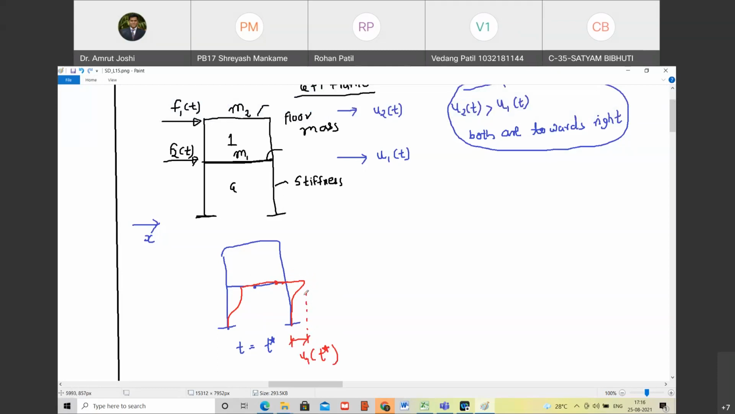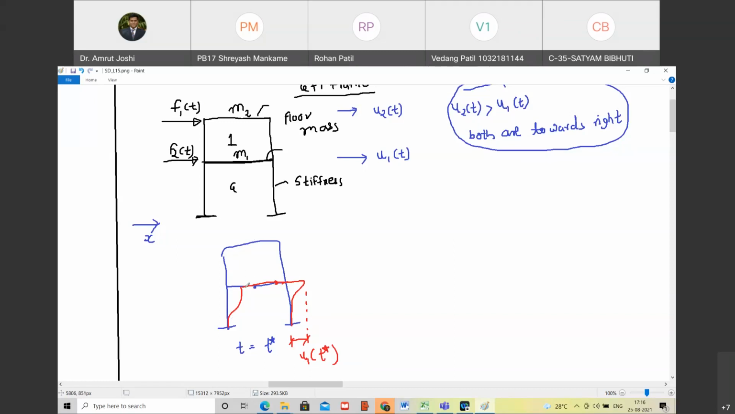Now tell me, more the u1 of t star, more are going to be the stresses and strains induced in the column. Do you agree with me? Yes, sir. Okay. So the stresses and strains in the column depend upon u1 of t in general. Happy? Yes. I am talking about only ground story columns.